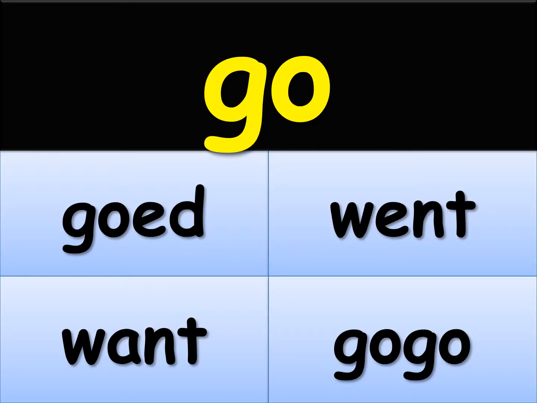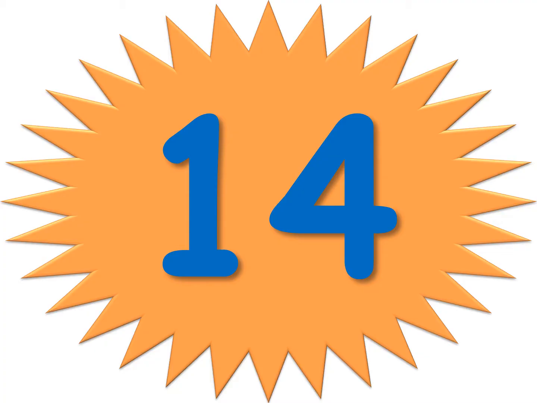Number 13. This one we've talked about a lot. So what is the past tense form of the verb go? Goed, went, want, or go-go. So when we're using the past tense, how do we change the verb go? 3, 2, 1. Time's up.